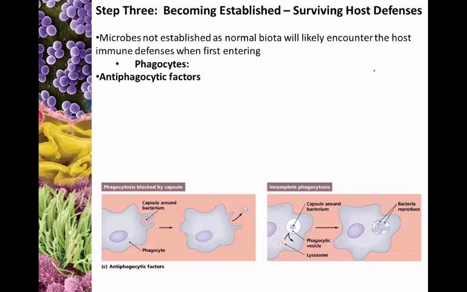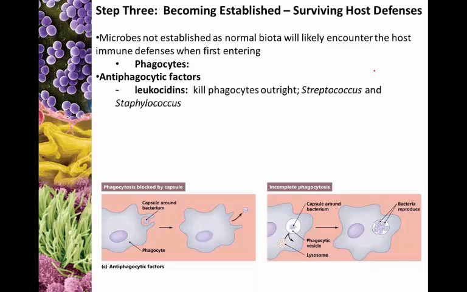Now, microorganisms that do not establish themselves as normal biota, so that don't become part of your normal microflora, are going to encounter immune defenses. The most specific immune defense, and the one that we know the majority of microorganisms are going to come in contact with, is phagocytosis. No matter what, anything that has to do with phagocytosis, the phagocytes are an immune system response. So defeating phagocytosis means that you're defeating an immune system response. Now, we actually give a name to the virulence factors that are specific to defeating phagocytes. We call them anti-phagocytic factors.